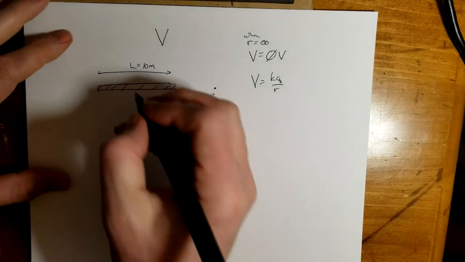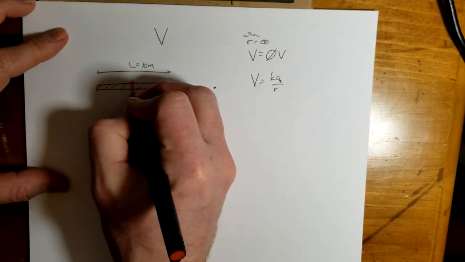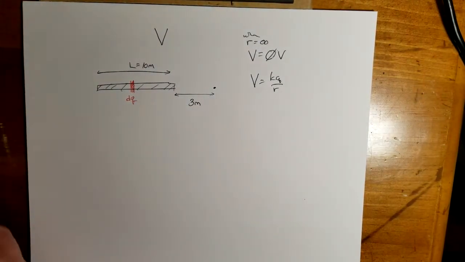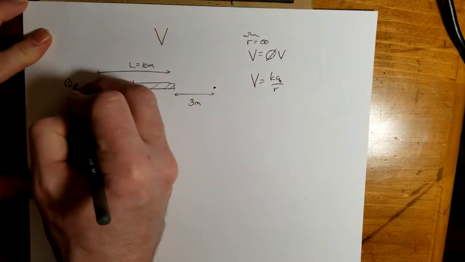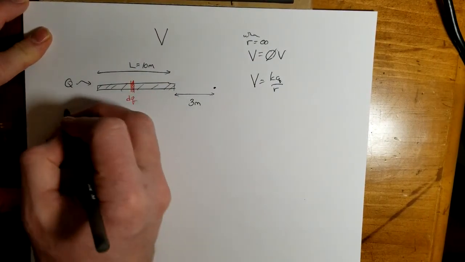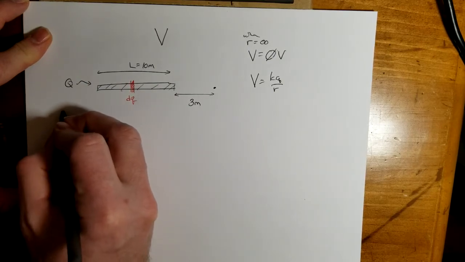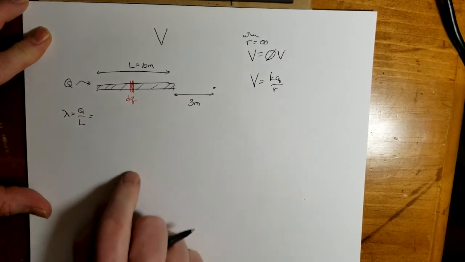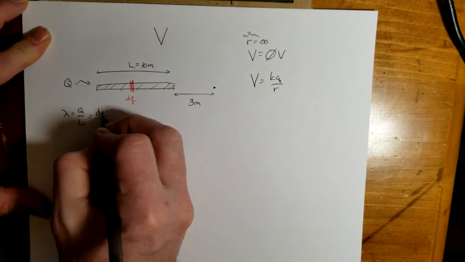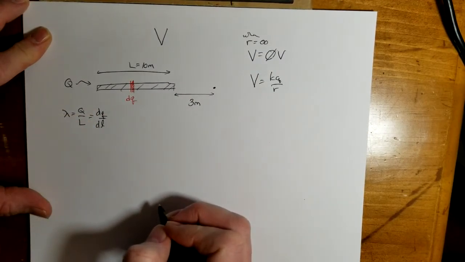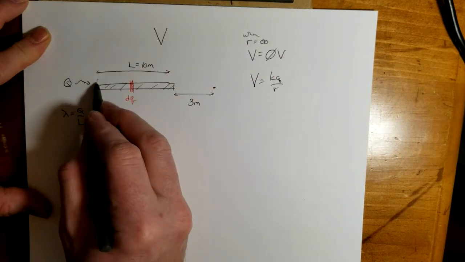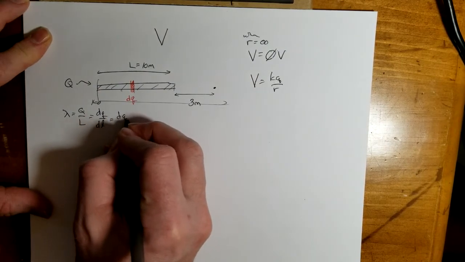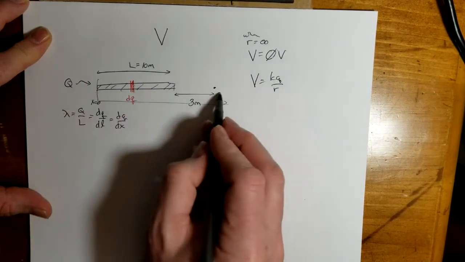And so I pick some generic location right here, and this is some charge dQ. Now let's make the total charge Q. So I know that the linear charge density is equal to Q over L, but since it's a uniform distribution, this would be the same as dQ over dL. Why don't we just make this x equal to 0, so this becomes dQ over dx, since this is along the x-axis here.